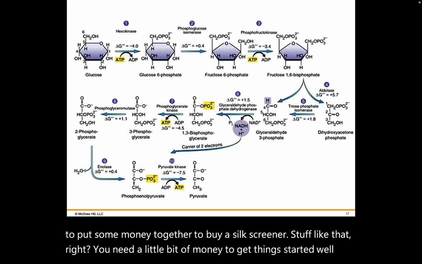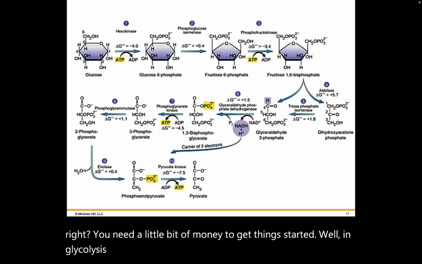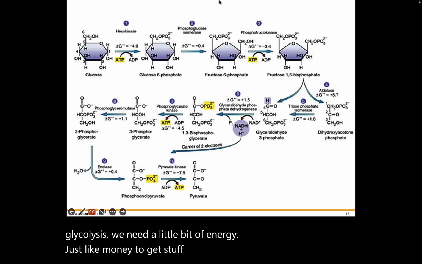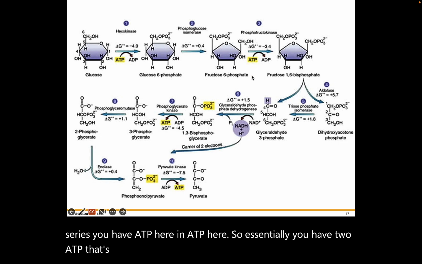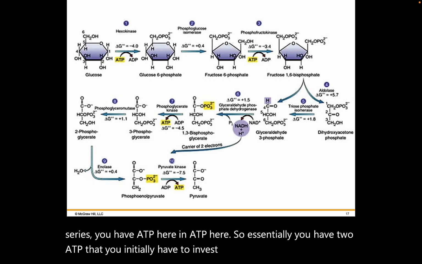Well, in glycolysis, we need a little bit of energy, just like money, to get stuff started. So if you notice in this first series, you have ATP here and ATP here. So essentially, you have 2 ATP that you initially have to invest to get this process started.